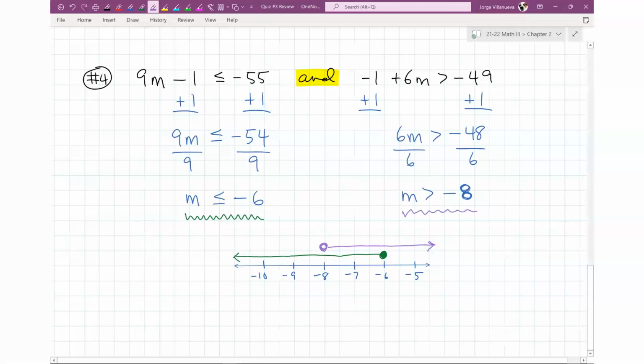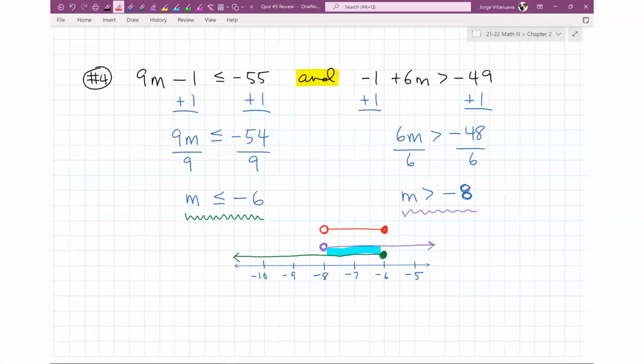Now remember, since this is an AND problem, we're looking for where they match up, right? Where do they share information? And that's right here. I'm highlighting that area. So that means that my answer is, I'm going to put it in red, open circle, solid circle, and a line connecting those two. That's my solution, that red one.